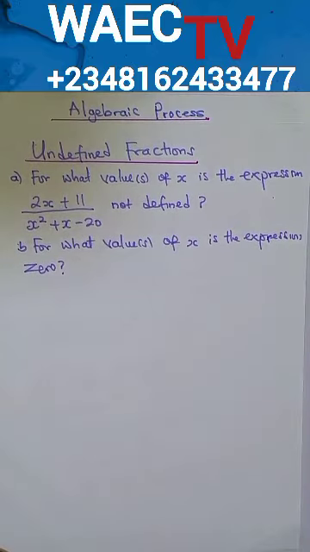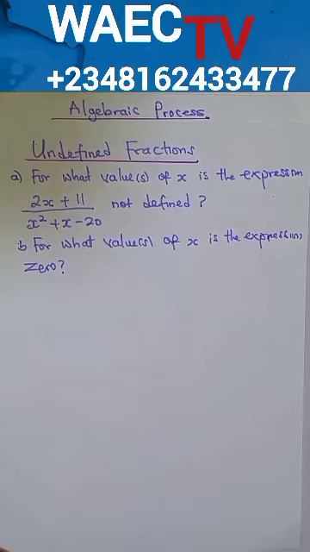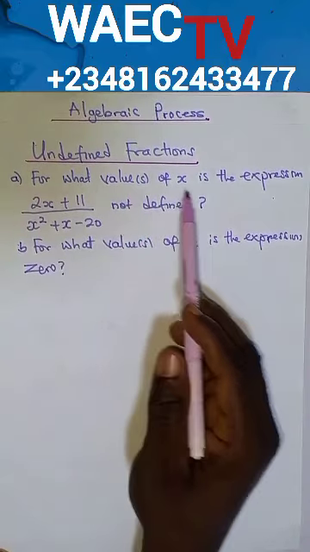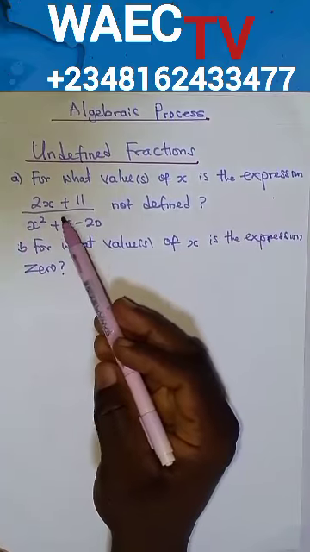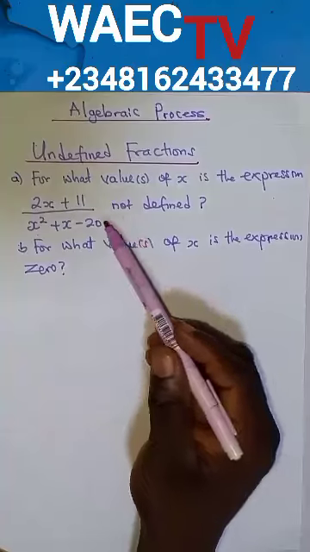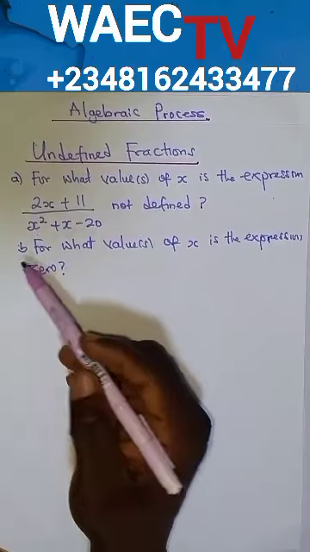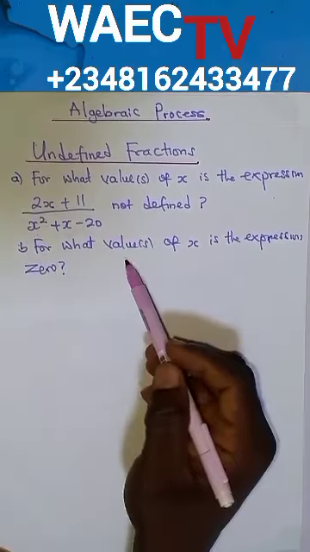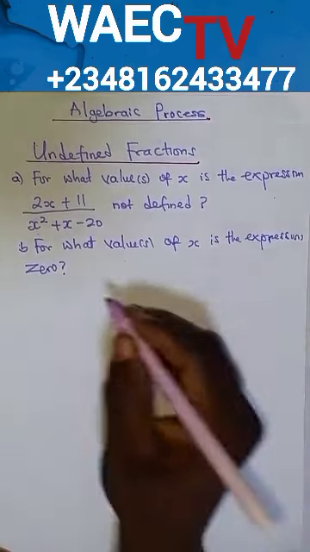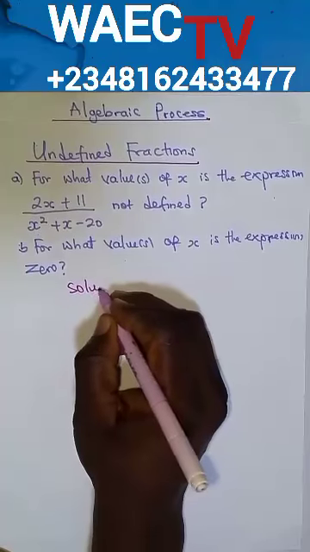And the question we will be taking into consideration is, A, for what value or values of x is the expression 2x plus 11 over x squared plus x minus 20 not defined? And the B part of the question, for what value or values of x is the expression 0? The solution to the question.